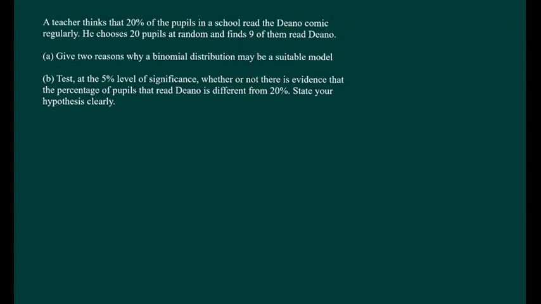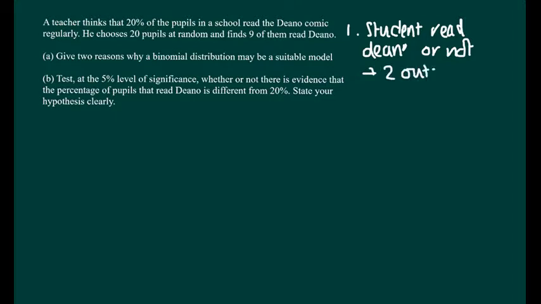So they might be things, well, we know there's 4 reasons why we might use a binomial distribution. We just need to write them in the context of the question. So they are that there are 2 distinct outcomes. Well, we've got that, haven't we? We can say students read Dino or they don't. So that's our 2 outcomes. There's no other option. It's a completely binary experience like that.